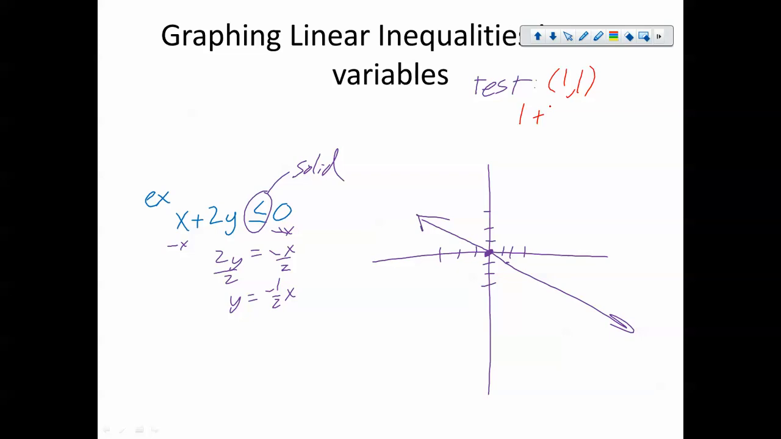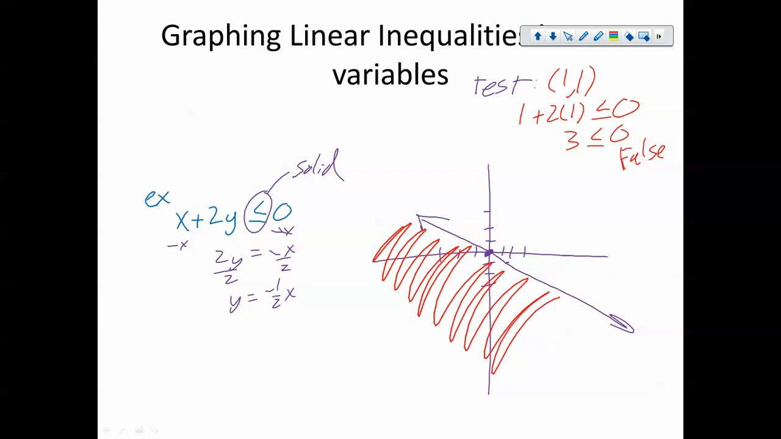1 plus 2 times 1 is less than or equal to 0. So that's 3 is less than or equal to 0. Is that true? It is not. 3 is bigger than 0. So it is not a true statement. So 1, 1 right here, not a solution. Since this isn't a solution, what that means is that all of these are solutions. So I'm going to go ahead and shade this in, but then let's prove it to you here.